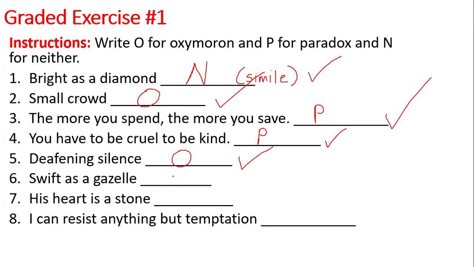Neither. That's a simile. His heart is a stone. What is that? I'm not sure, but I think that's neither. It's a paradox. That's a metaphor. So it's neither. It's a metaphor because if you use is, you're saying that his heart is a stone.